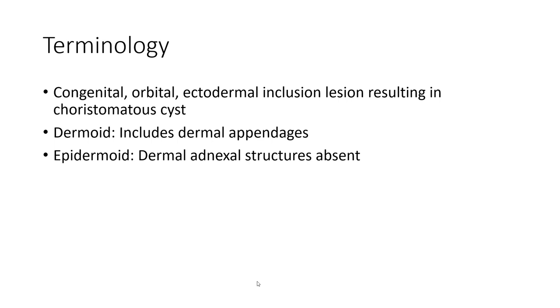Congenital, it is a congenital orbital ectodermal inclusion lesion resulting in choristomatous cysts. So, dermoid includes dermal appendages, while epidermoid is dermoid with adnexal structures absent.